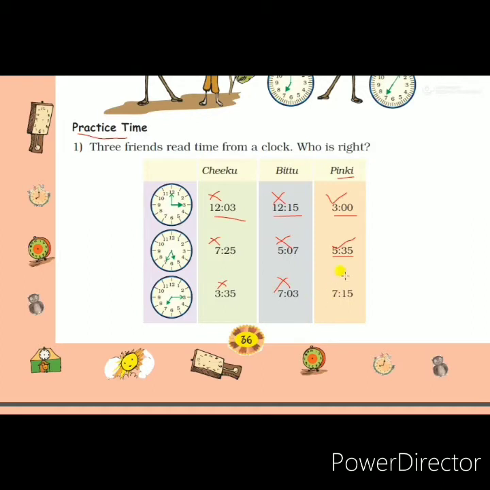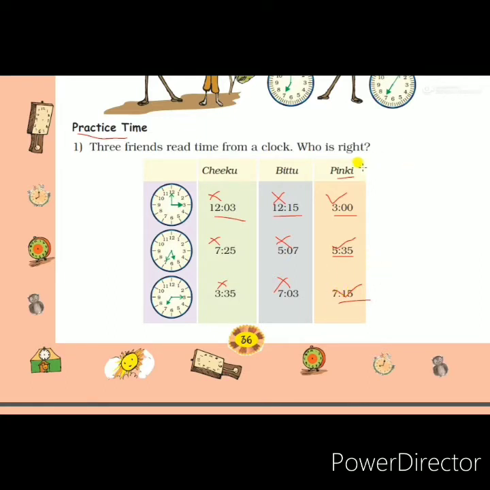Now see Pinky's time. Pinky is saying that it is 7:15. So the hour hand should be at 7, and 15 means the minute hand should be at 3. So that time is showing correctly. The hour hand is at 7 and the minute hand is at 3. So the time is 7:15. Here Pinky's time is correct.